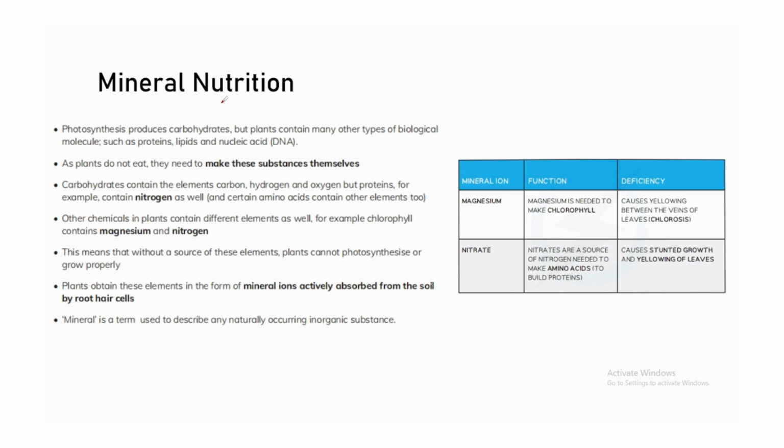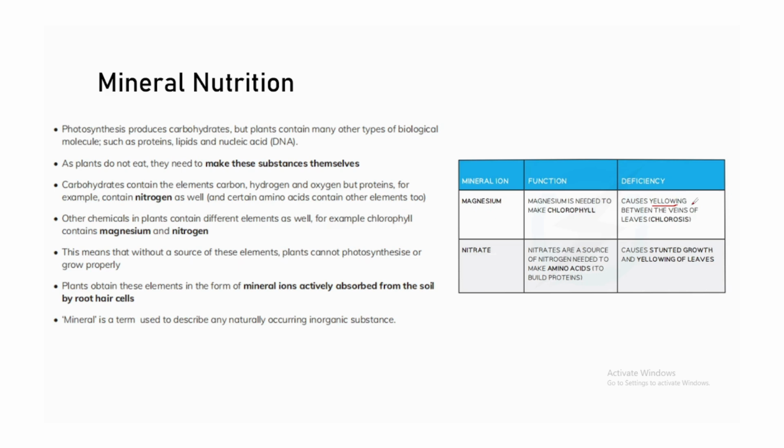Plants obtain these minerals or elements in the form of mineral ions actively absorbed from the soil by root hair cells. Mineral is a term used to describe any naturally occurring inorganic substance. Mineral ion, magnesium: its function is that it is needed to make chlorophyll in the plants, and its deficiency can cause yellowing of the leaves.